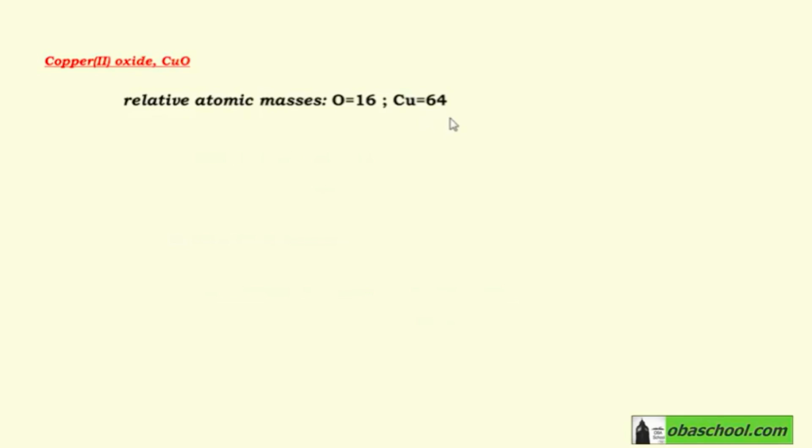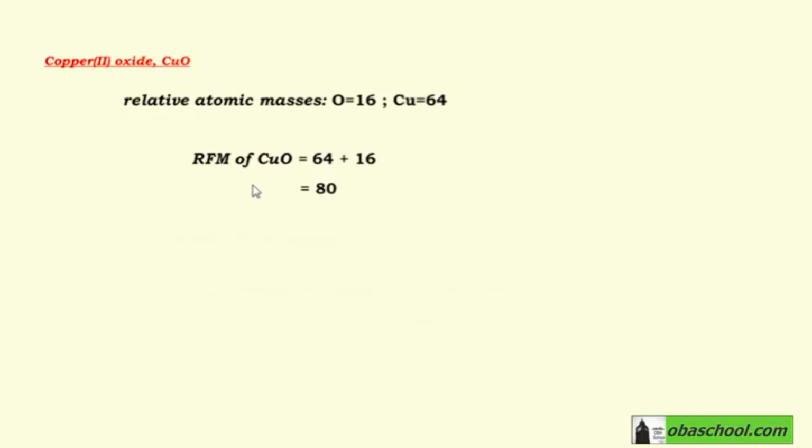We'll start with the relative formula mass. We have one atom of copper, so 64 times 1 equals 64. Also we have one atom of oxygen, so it's 16 times 1 equals 16. So the relative formula mass of copper oxide is 64 plus 16, which equals 80. 80 is the relative formula mass of copper oxide.